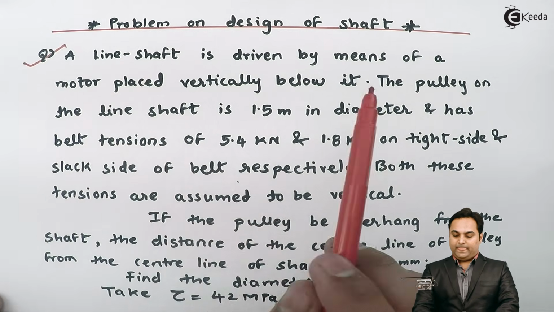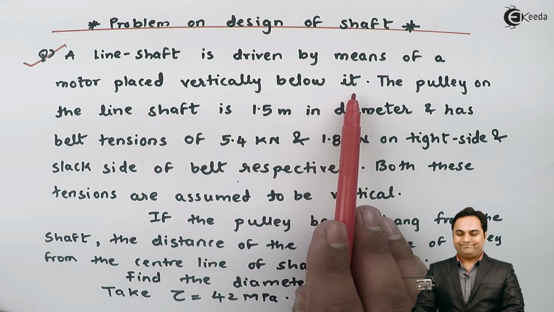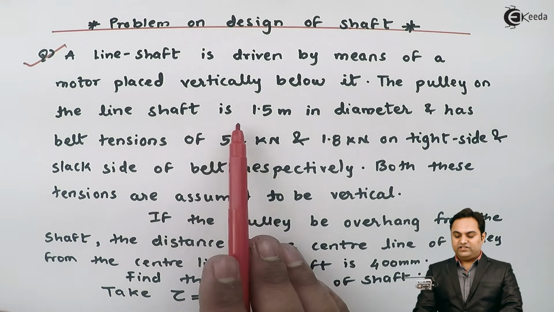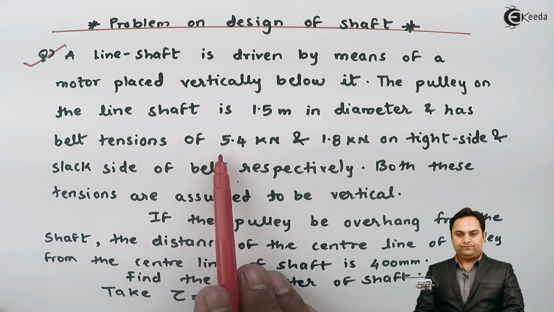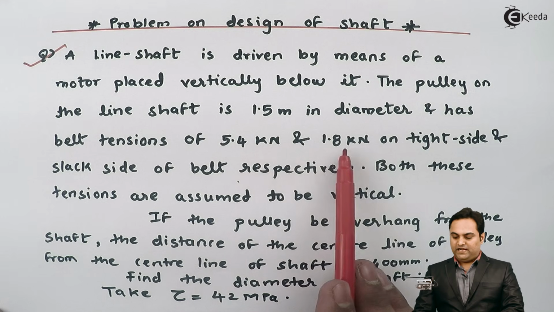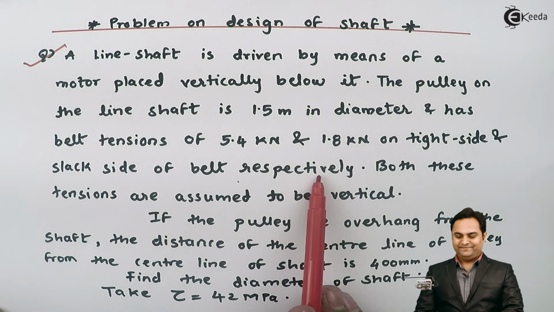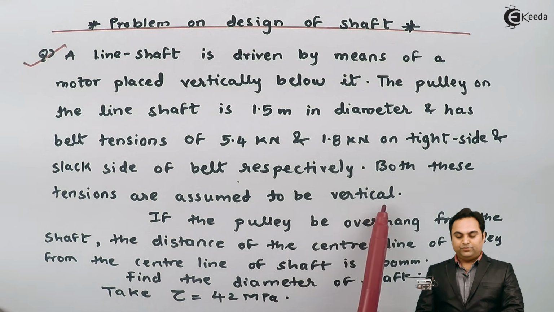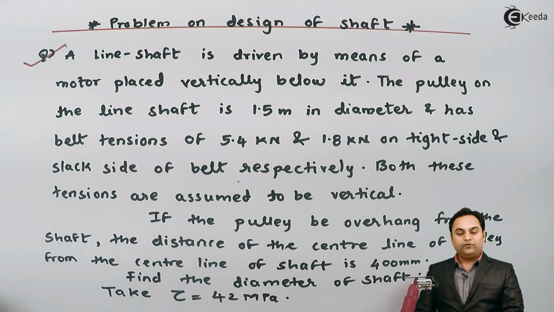A line shaft is driven by means of a motor placed vertically below it. The pulley on the line shaft is 1.5 meter in diameter and has belt tensions of 5.4 kilonewton and 1.8 kilonewton on tight side and slack side of belt respectively. Both these tensions are assumed to be vertical. If the pulley be overhang from the shaft, the distance of the center line of pulley from the center line of shaft is 400 mm. Find the diameter of shaft.